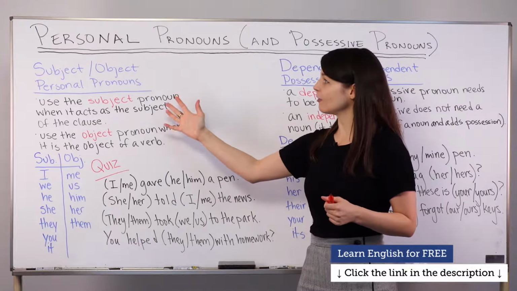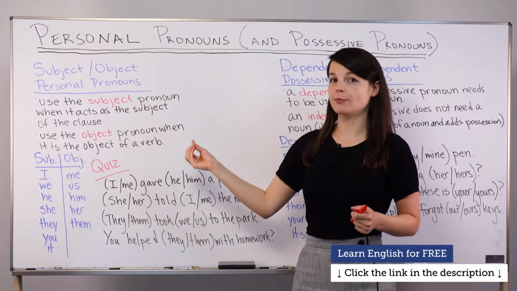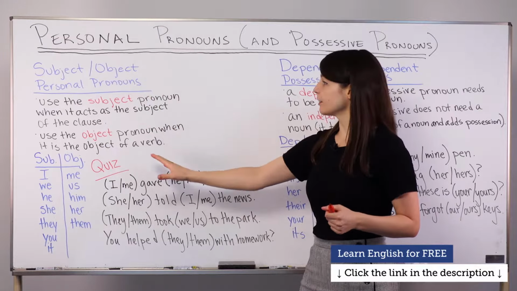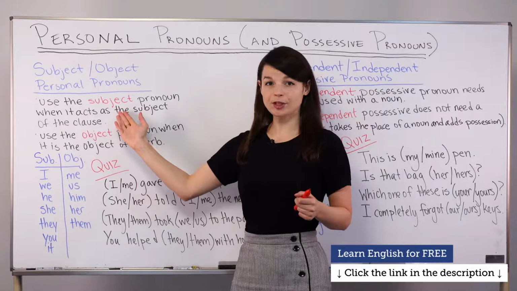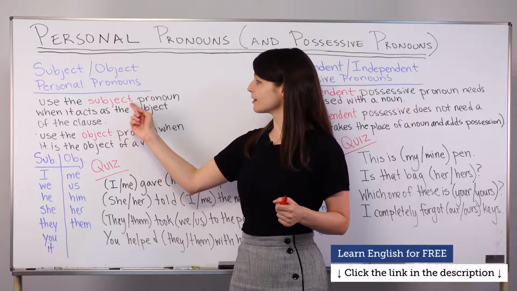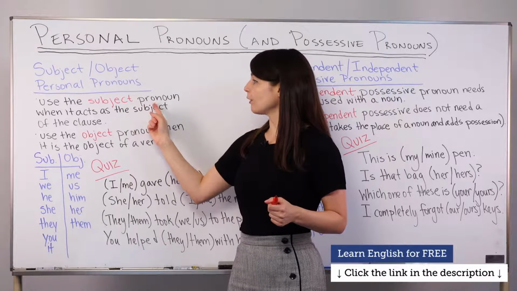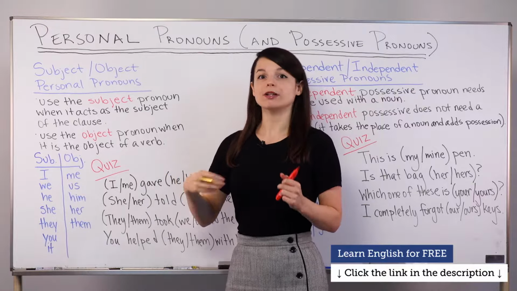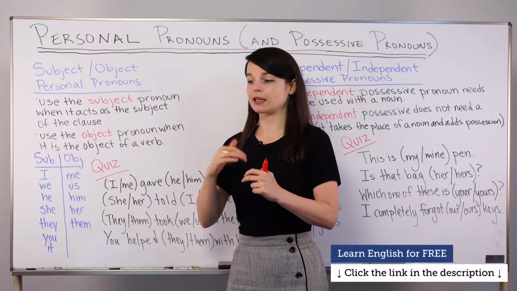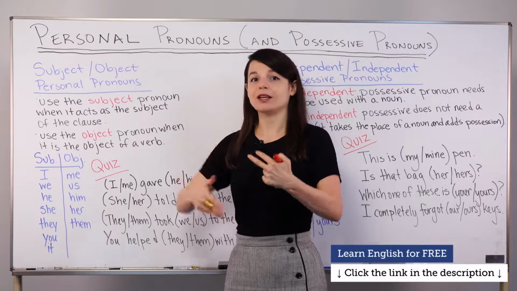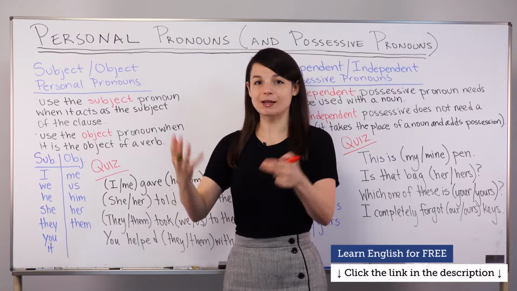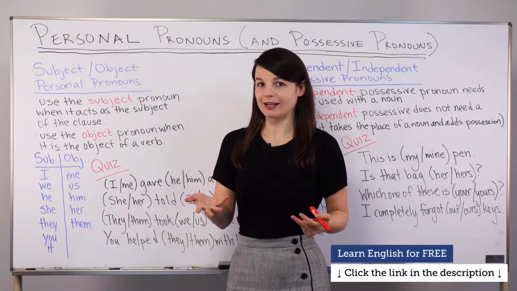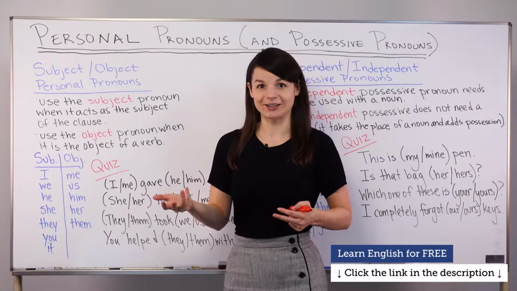Over here I have the subject and object personal pronouns. So there are two types on this side. First, a subject pronoun. We should use the subject pronoun when the pronoun acts as the subject of the clause. So remember, the subject of a clause is the person or the thing that's doing some action, or there's something happening, and the subject is the thing that's doing that. So it's like they're the actor, kind of.